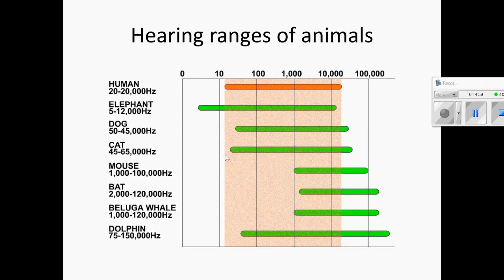Cats, even better, they can go up to 65,000 hertz, so they'll hear really high-pitched sounds. And then you've got other creatures. Mouse can hear up to 100,000 hertz, so really high frequency. Bat can hear up to 120,000 hertz. Blue whale can't hear really low pitch, but can hear very high pitched sounds. And then dolphins up to 150,000 hertz. Dolphins also use high frequency sound to hunt for food because high frequency sounds produce the best echoes. And of course, dolphins hunt by echolocation, using echoes in order to find their food.